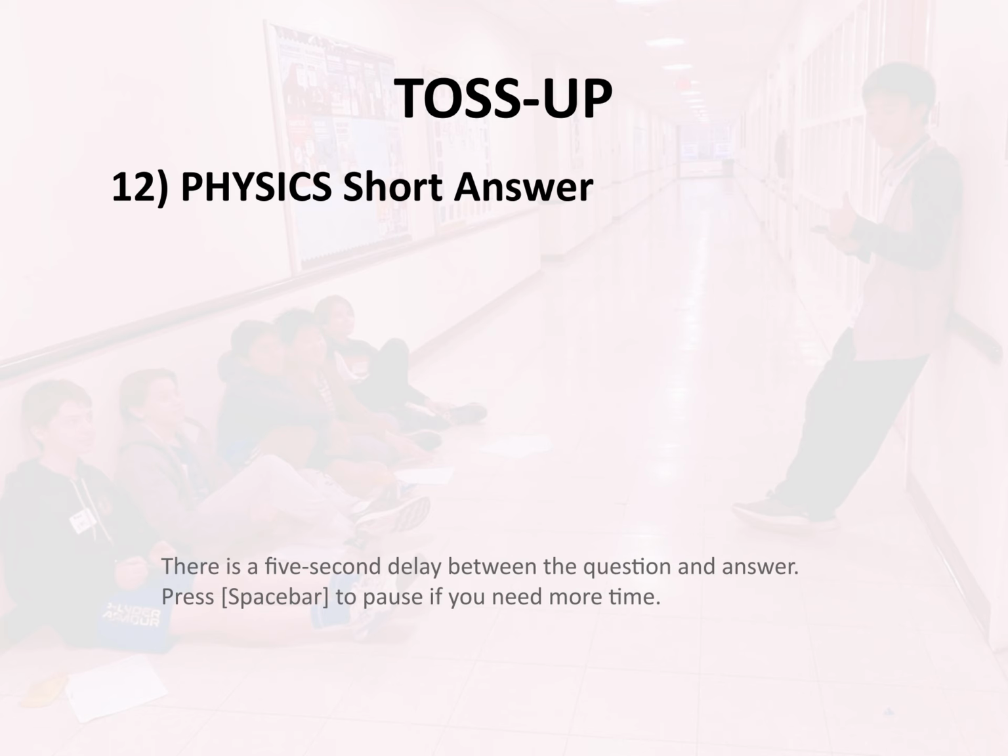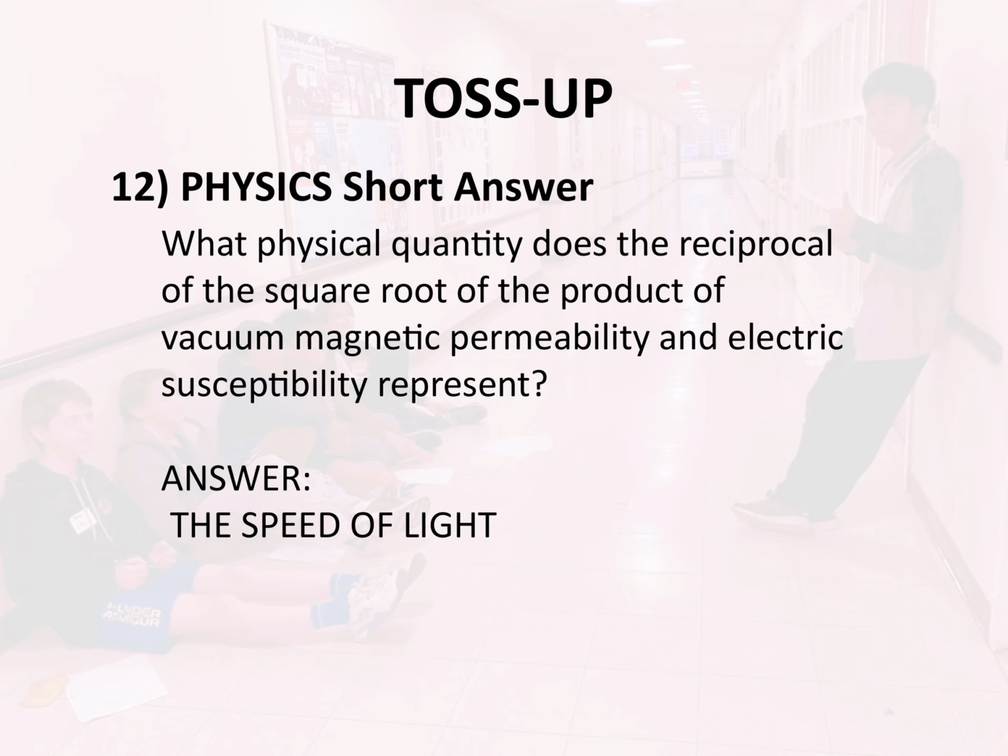Toss-up 12. Physics. Short answer. What physical quantity does the reciprocal of the square root of the product of vacuum magnetic permeability and electric susceptibility represent? Answer. The speed of light.